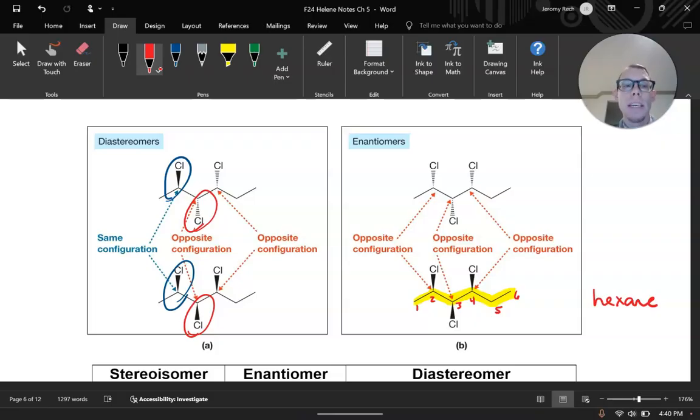In many ways, you can think of a diastereomer as like a disaster. You wanted everything to change, but it didn't work out. Some things stayed the same, some things changed, and that's why we think, oh, it's a disaster.